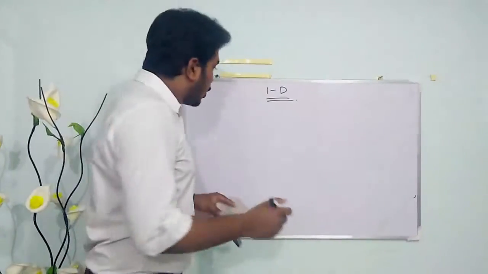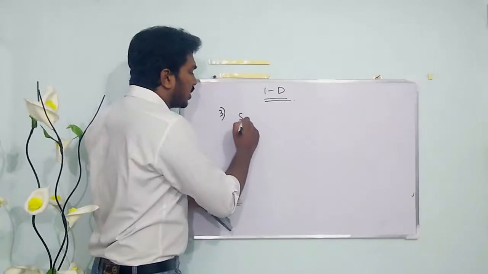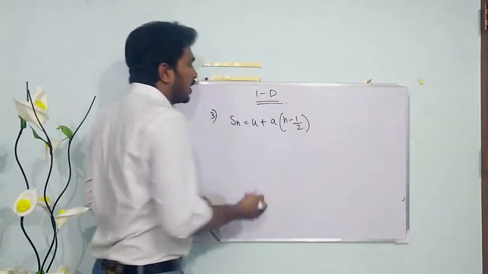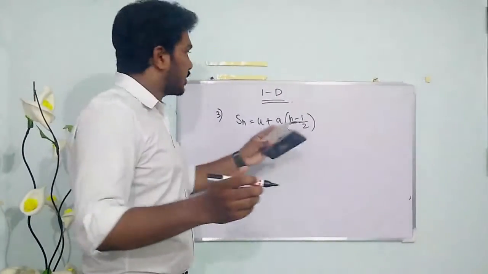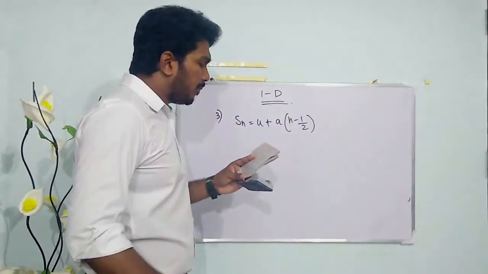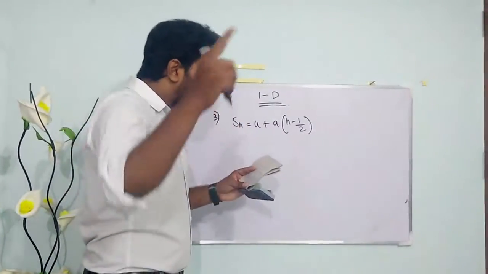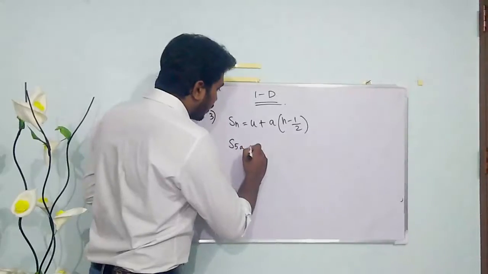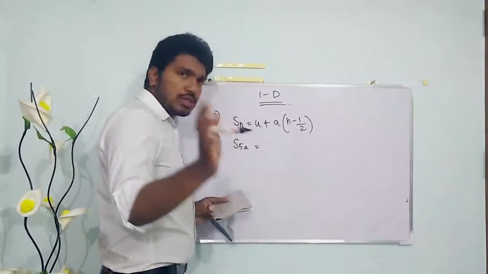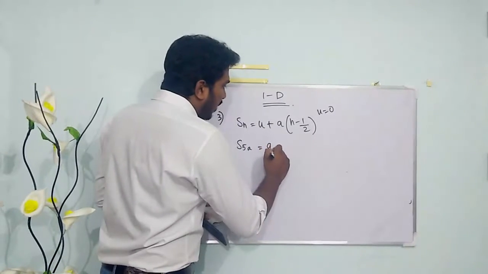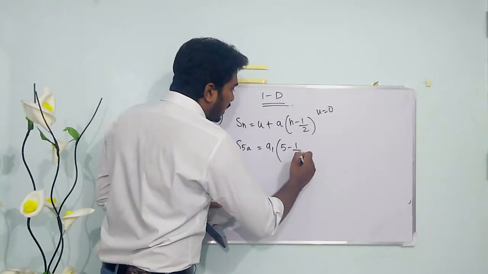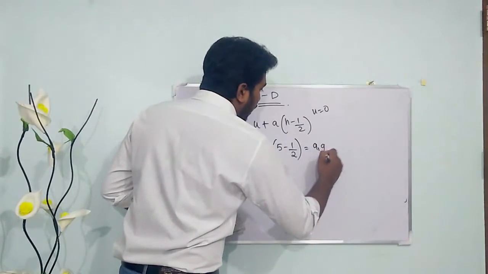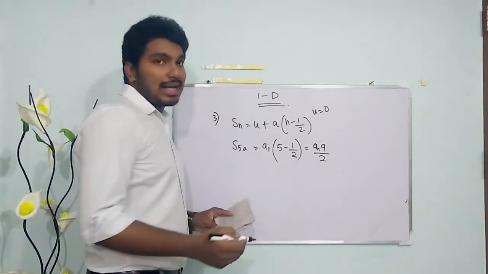nth second. So what is the formula for the distance traveled in the nth second? Sn is equal to u plus a into (n minus 1 by 2), or you can also write as u plus a by 2 into (2n minus 1), the same thing, right? So for the first object, in the 5th second, S5 for A, that's equal to, starting from rest, u equal to 0. So a1 into 5th second, right? 5 minus 1 by 2, that is equal to, 5 twos are 10 minus 1, 9. So a1 into 9 by 2.